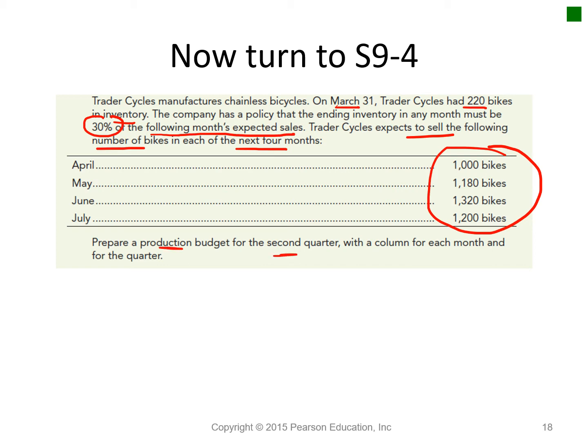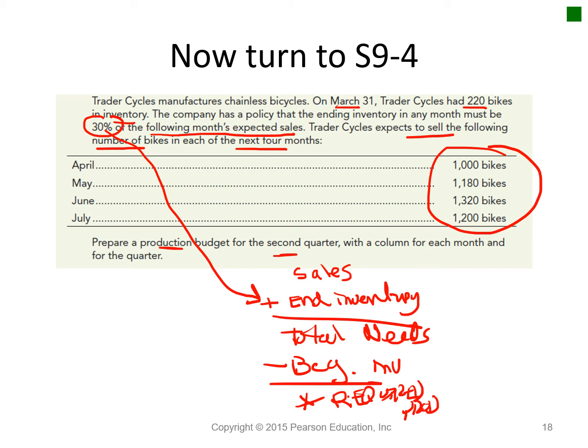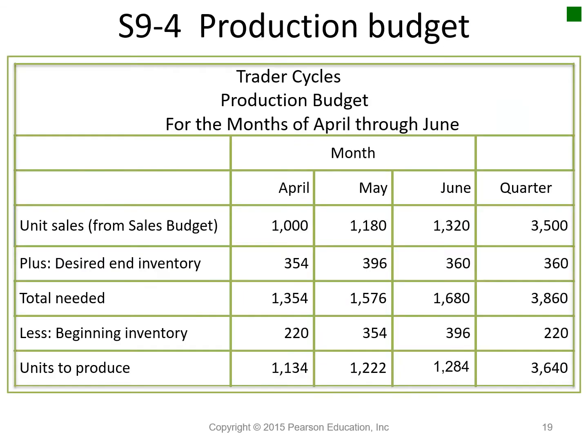So again, remember the formula. We're going to take essentially our sales. We're going to add in our desired ending inventory, and that desired ending inventory, we're going to use that 30%. You add that, that's going to be your total needs. And then you subtract out your beginning inventory, and that'll be the number we're going to come up with. That's going to be our required production. And again, on the next slide, I'll walk you through the exact calculations.